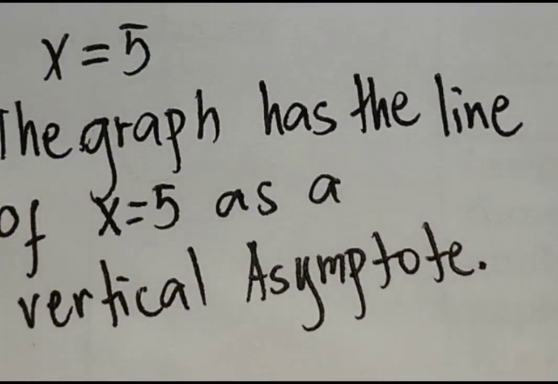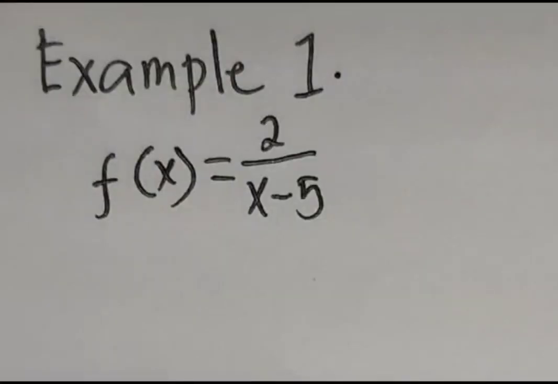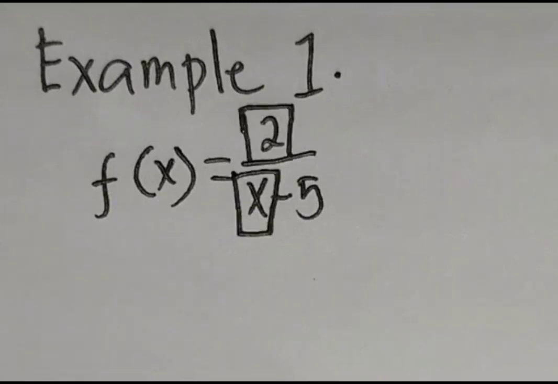Now, let's move on to how to find the horizontal asymptote. In finding the horizontal asymptote, you just need to look at the degree of the numerator and denominator. Since our numerator is constant, its degree is 0, and for our denominator it is 1. It means the degree of the numerator is less than the denominator.